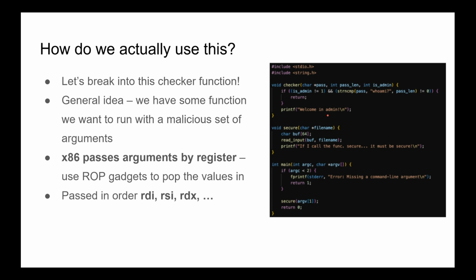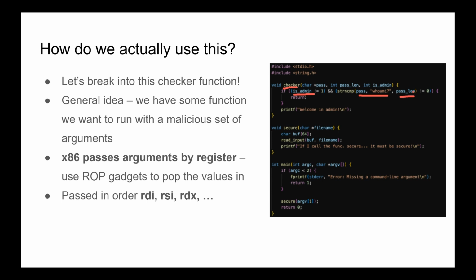As an example of how to use this, let's try to break into this checker function that we've defined right here. It's the kind of problem you'll probably encounter in exams and other problems in this course. Usually you'll have some kind of function you want to break by passing it a malicious set of arguments. In this case, we want to get past this check right here with the admin, the password, or the password length.